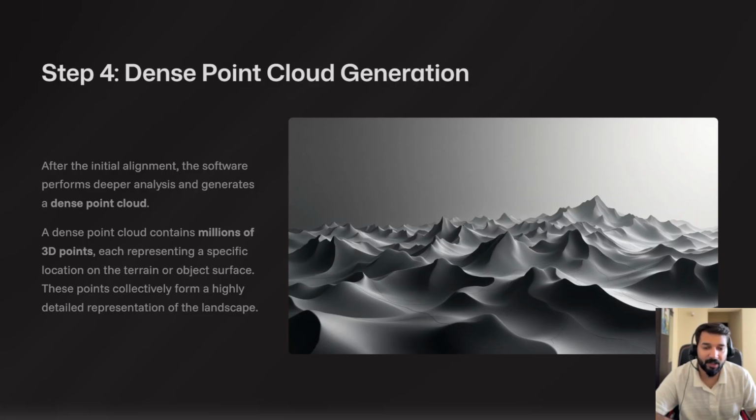Step 4. Dense point cloud generation. After the initial alignment, the software performs deeper analysis and generates a dense point cloud. A dense point cloud contains millions of 3D points, each representing a specific location on the terrain or object surface. These points collectively form a highly detailed representation of the landscape.